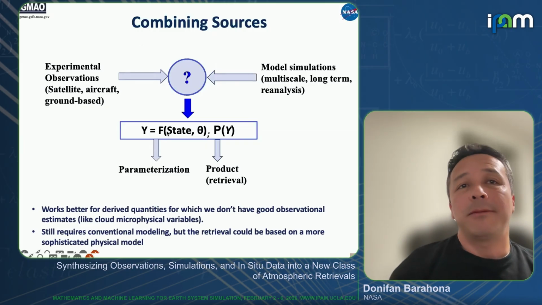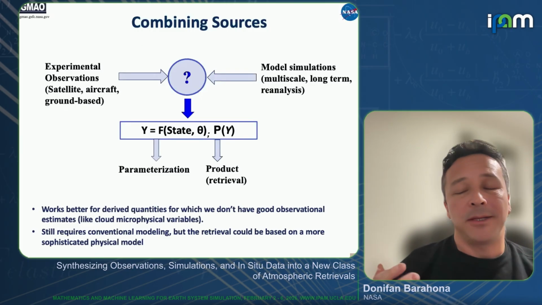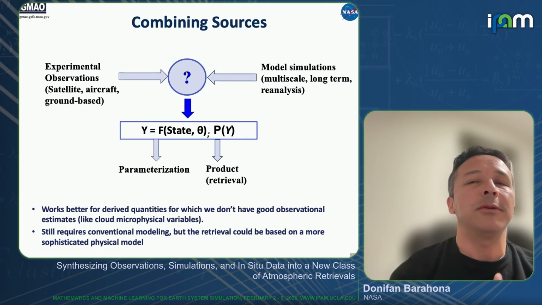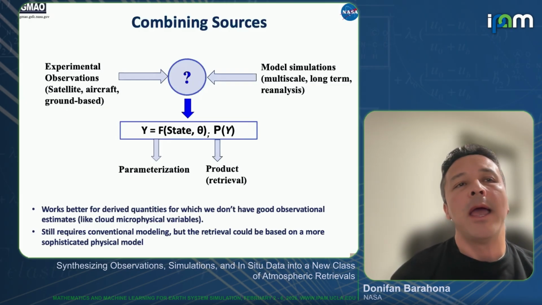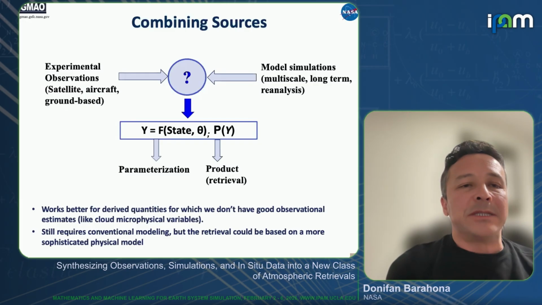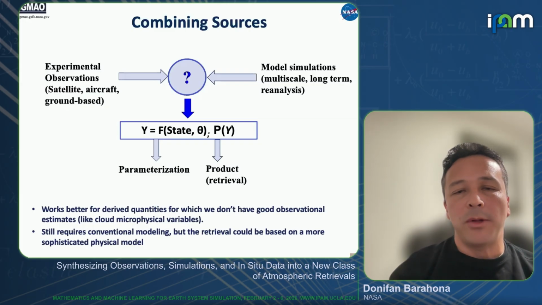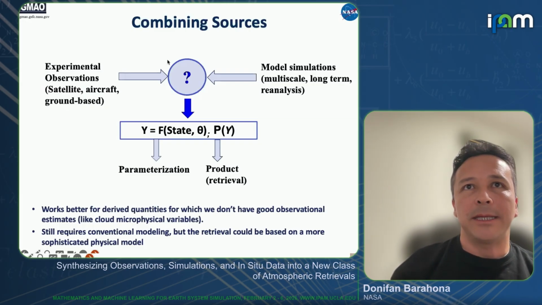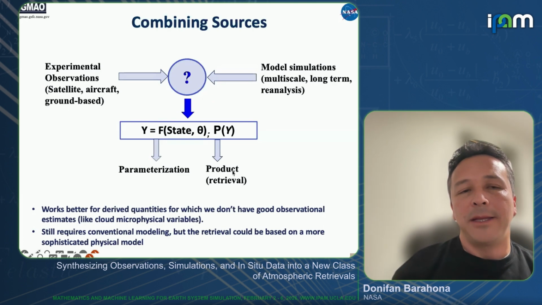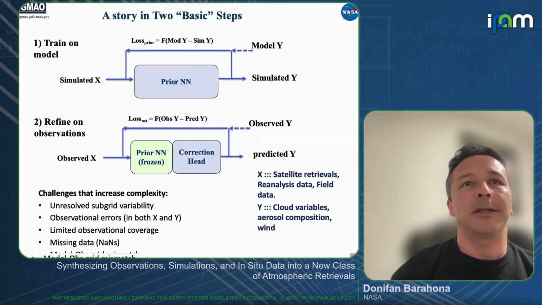Of course, it will work better for derived quantities for which we don't really have an observational estimate, for example cloud microphysical variables, for which we don't have a good observational estimate. The only caveat is that it still requires conventional modeling, but the retrieval could use that conventional modeling to improve the product. So of course, the question here is, how do we actually go about doing this? There are ways to do it. This is not the best one, but it's just one way to approach it, and that's how we've been approaching this at NASA.